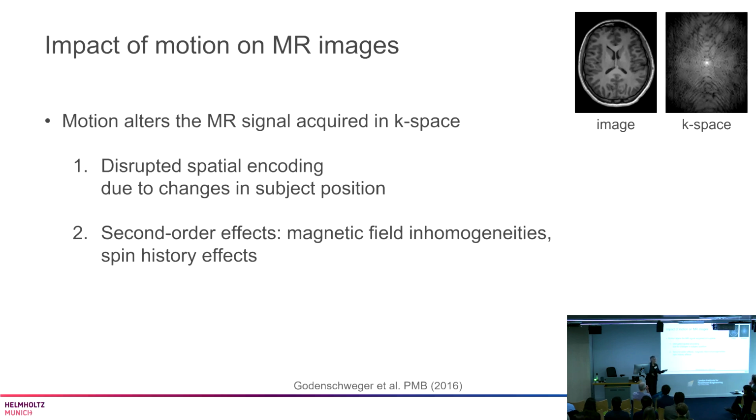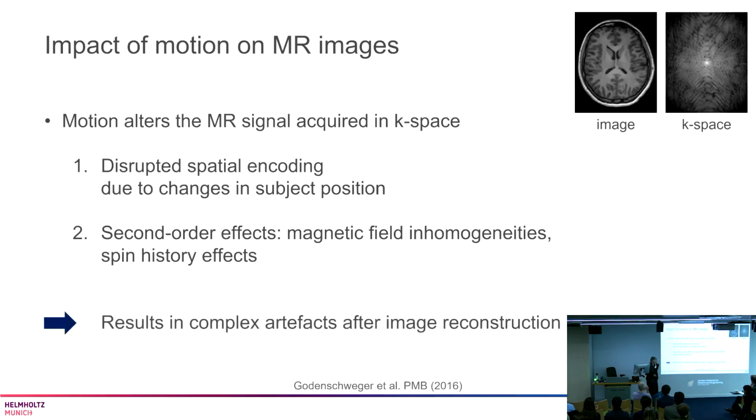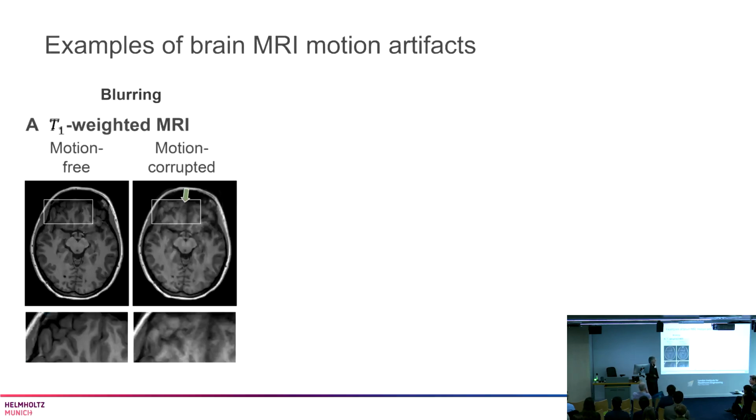So it's not just as easy as performing some sort of registration, which is where I originally come from. So we have to deal with all this mess. So we've got these really complex motion artifacts after applying any standard image reconstruction or the most sophisticated deep learning reconstruction. Now, here are just some examples of MRI motion artifacts.